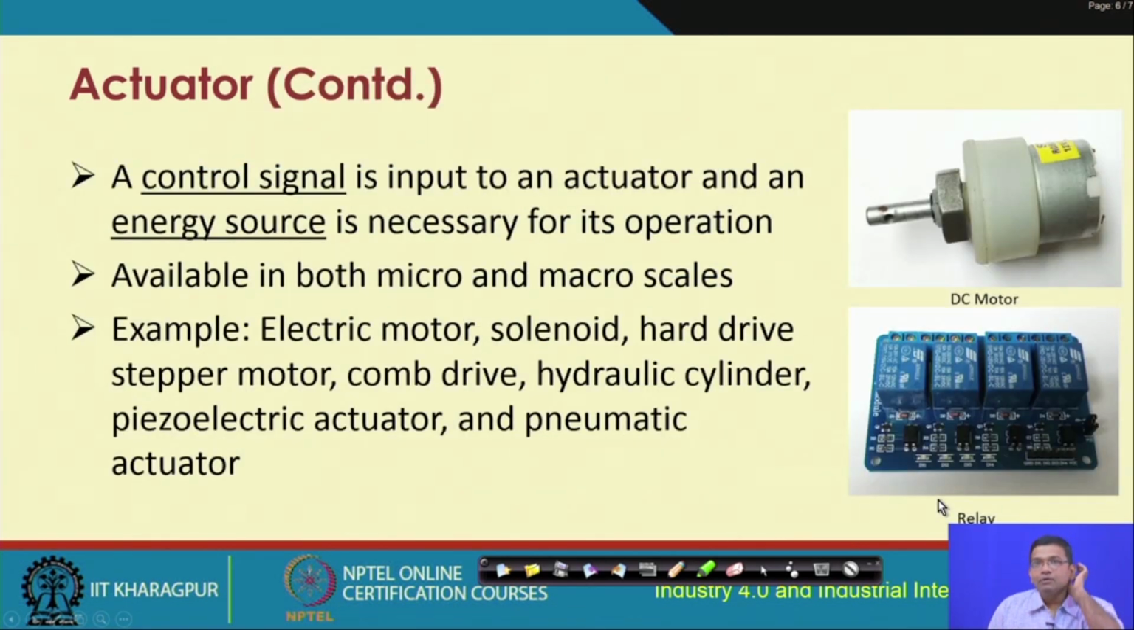An actuator basically takes a control signal as an input, and also the input of some energy source, and then it performs its operation. Here is the picture of a DC motor, and I already showed you live how a DC motor looks like. Similarly, a relay is another example, an electric relay. These are different examples: electric motors, solenoid valves, hard drives, stepper motor, comb drive. Then you have hydraulic cylinder, piezoelectric actuator, pneumatic actuators. These are different types of actuators, and they can come in different shapes and sizes. These could be micro actuators, macro actuators and so on, depending on their size.